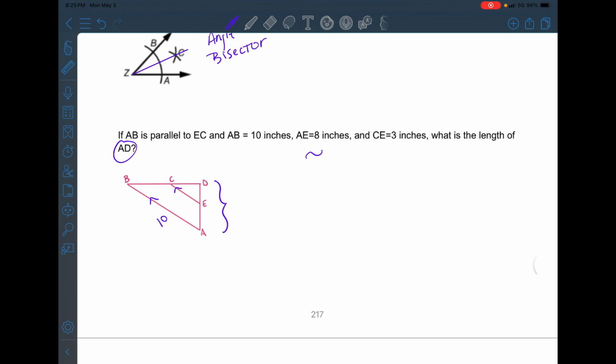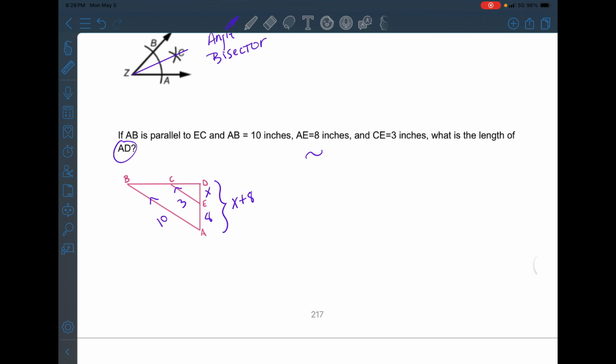AB is 10, EC is 3, AE is 8. And we want AD, okay? So remember, 8 is a side of this part that is not a triangle. We would need to know what that whole part is. And if ED was like 3, you would add 8 plus 3, and that whole side would be 11. But we don't know what ED is, so we're going to name it X. And we still add that to get that whole side.